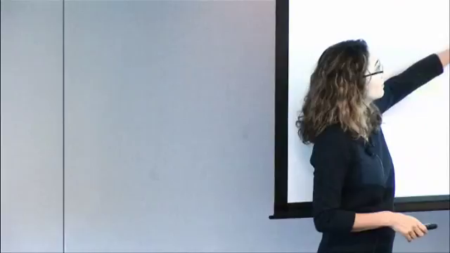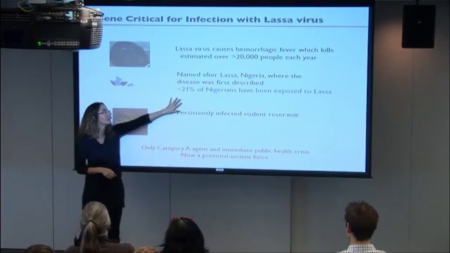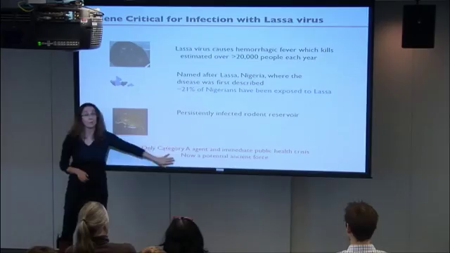We call it a Category A agent because fatality rates can sometimes be 80%, and above 50% often, yet that doesn't quite work out, because most people actually get infected and don't even get sick at all. We suggest that this is not only a Category A, biosafety level 4 agent that's a huge public health crisis, but also a potential ancient selective force driving evolution. So this is pointing us in that direction.